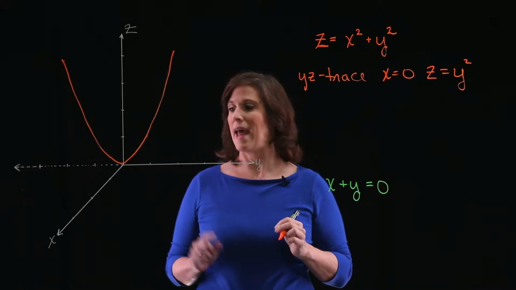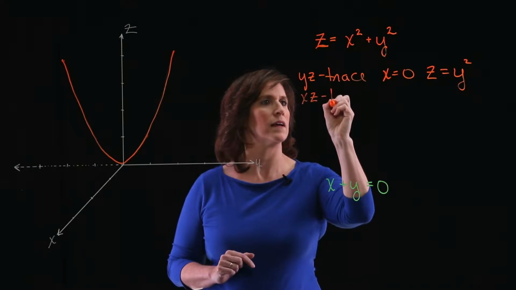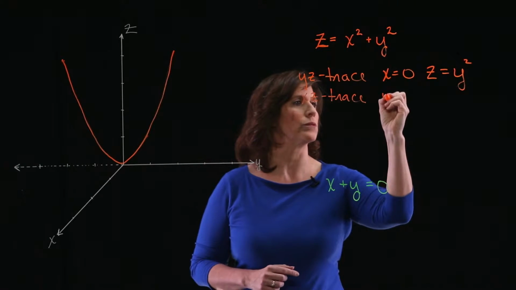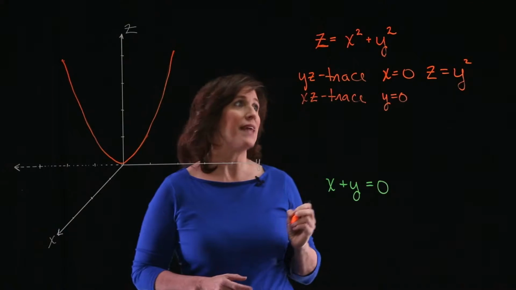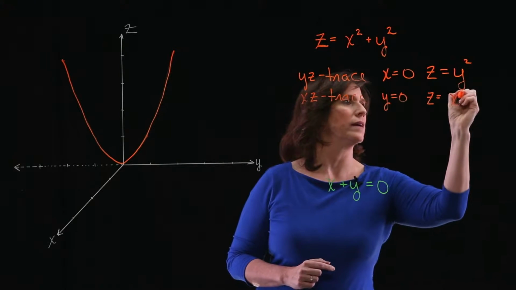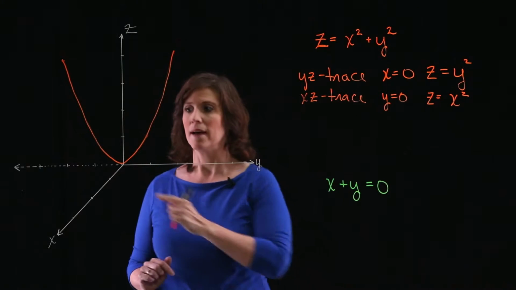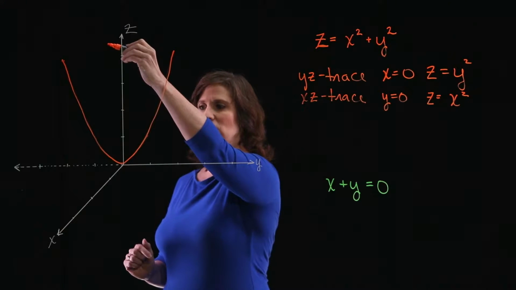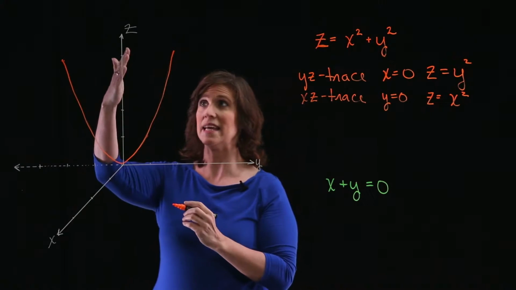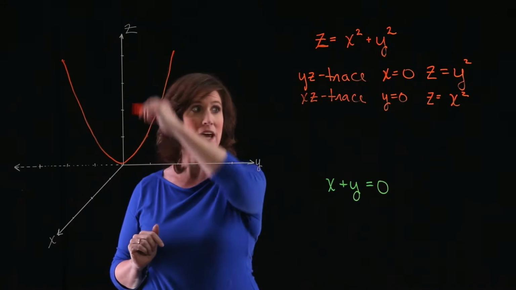Okay, now let's look at the xz trace. When I look at the xz trace, I'm going to let y equal 0. Well, when I do that, my formula becomes z equals x squared. So in the xz plane, I'm going to have another parabola. Now, I'm not going to draw this one in, but if you can envision, it's a parabola that comes down and through the origin and back across. And it's in the xz plane, the plane that's coming out towards you. Okay, so I've got another parabola shape.